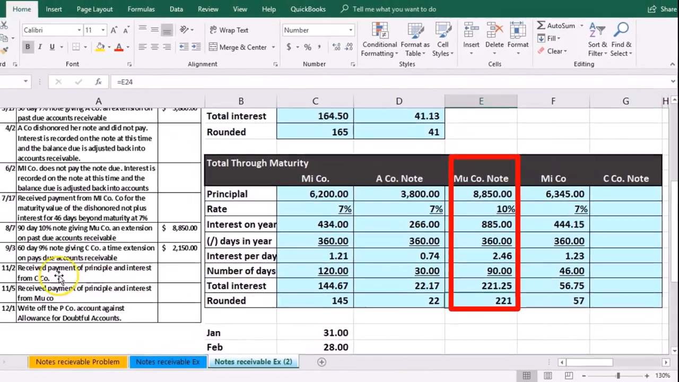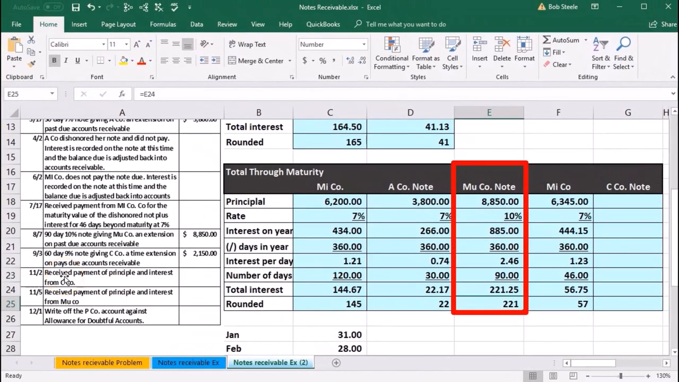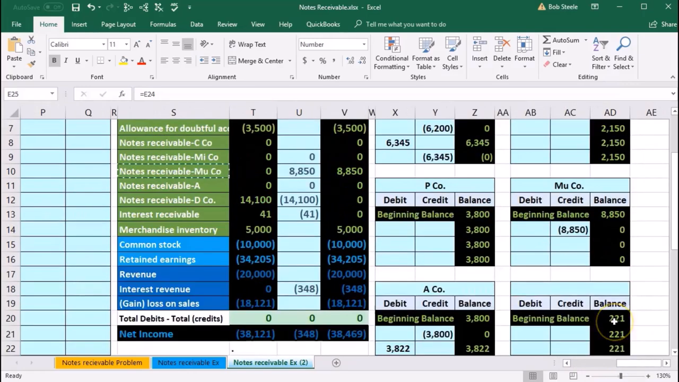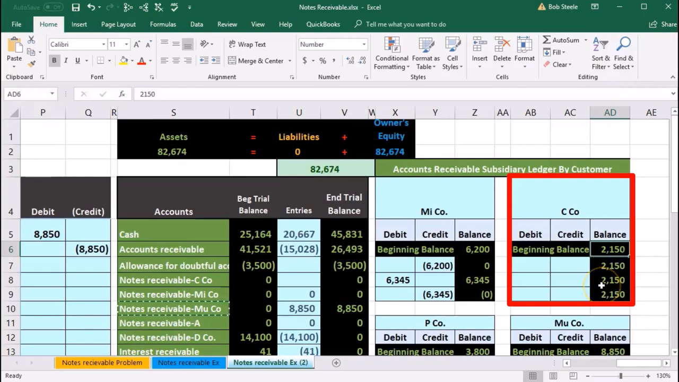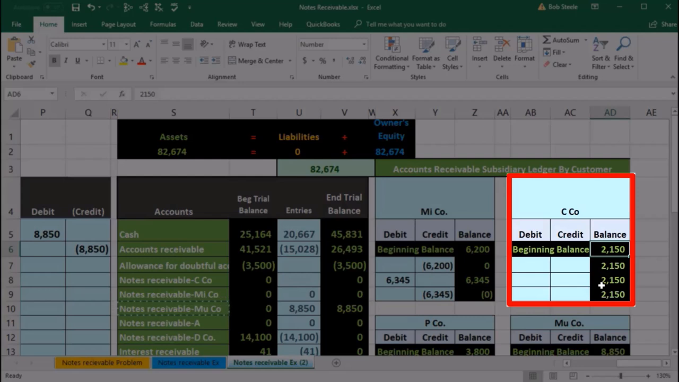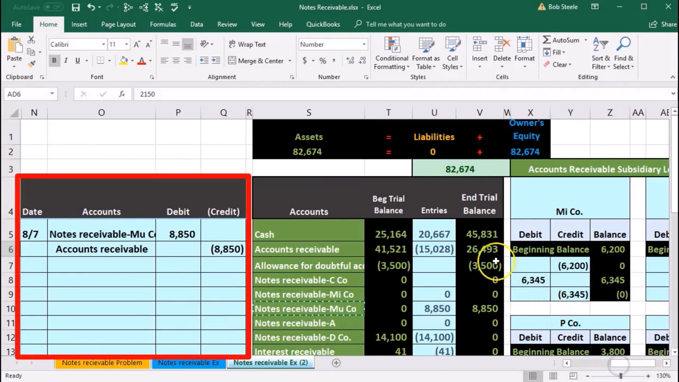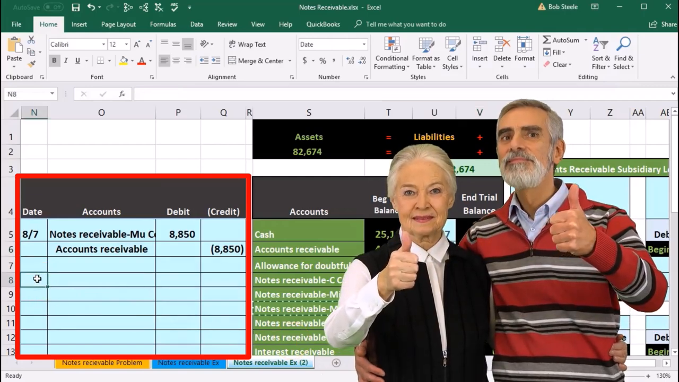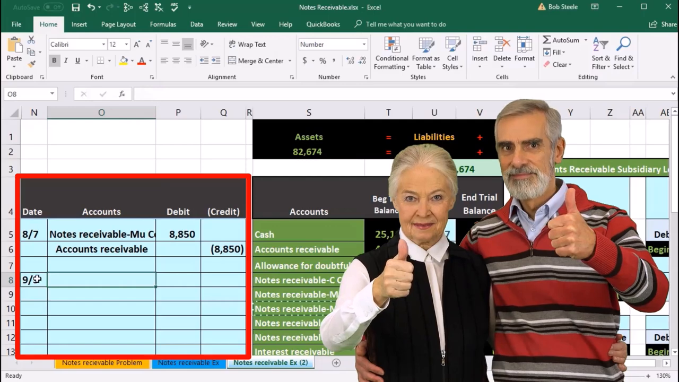Next one we're gonna go to here on 9.3. 60 day, 9% note giving C company a time extension on past due accounts receivable. So same thing, C company, we're gonna scroll back over. C company is here, owes us $2,150, didn't pay us, therefore we're gonna move it from a non-interest bearing receivable account to an interest bearing receivable account, from accounts receivable, in other words, to notes receivable. So it's in accounts receivable, it's in here, we're gonna take it out of there, put it into a notes receivable. The date then is gonna be, I believe, 9/3. Gonna go with that. I think that's right.